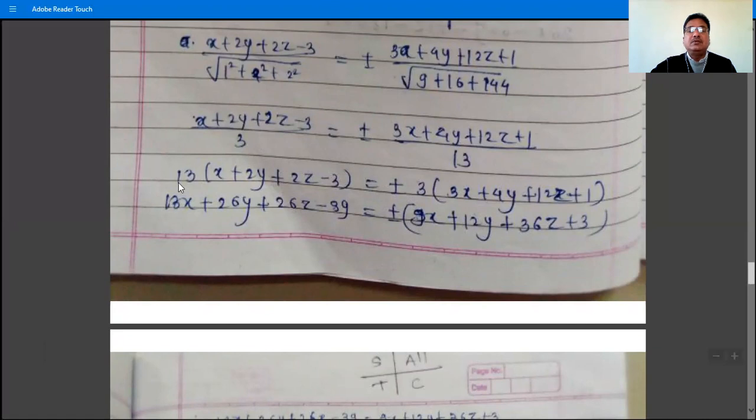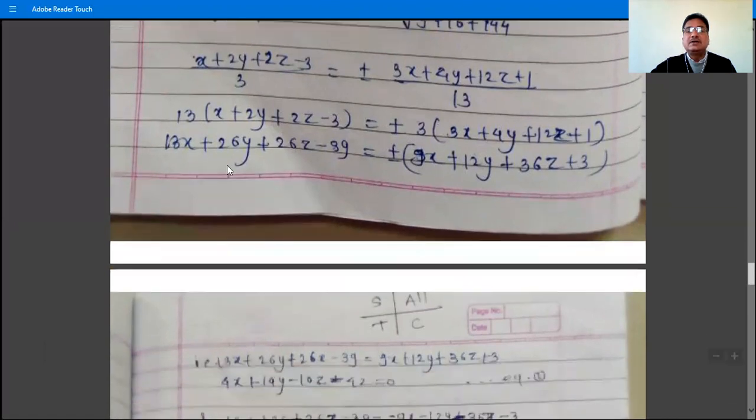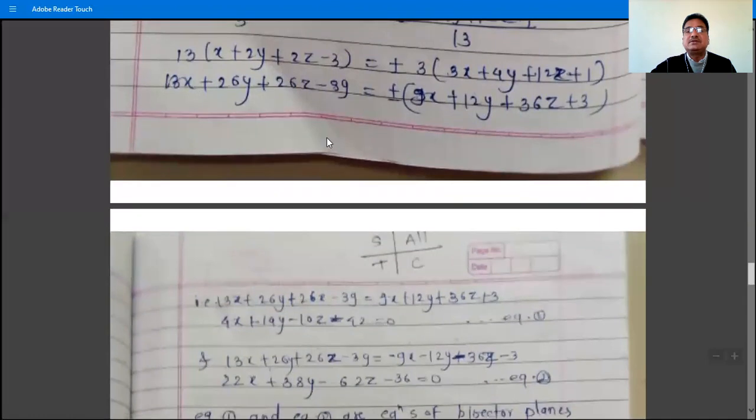Then shift the 13 to the LHS, shift the 3 to the RHS, and simplify. We have this.